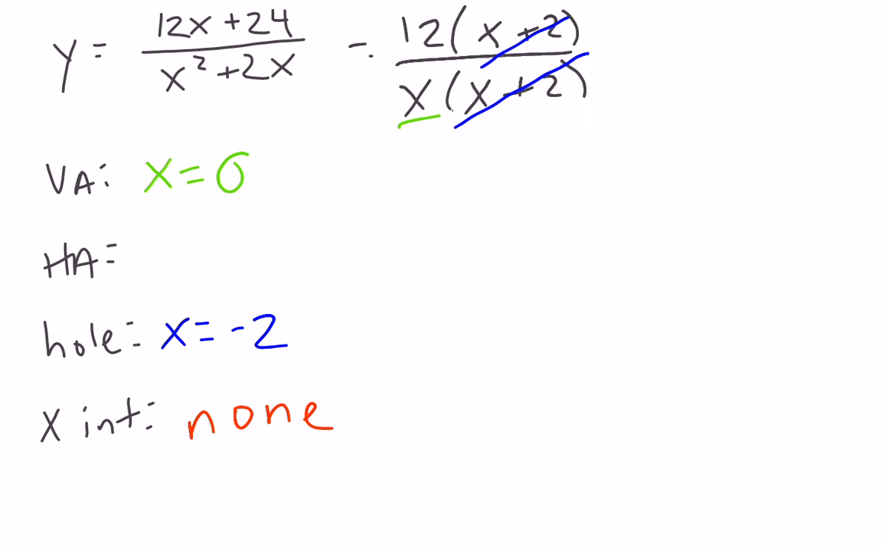I don't have any other variable left in my numerator, so I have no x-intercept. And for my horizontal asymptote, I want to look at the degree. The degree of the top is less than the degree of the bottom. I have 1 and 2. So that means my horizontal asymptote is at y equals 0.